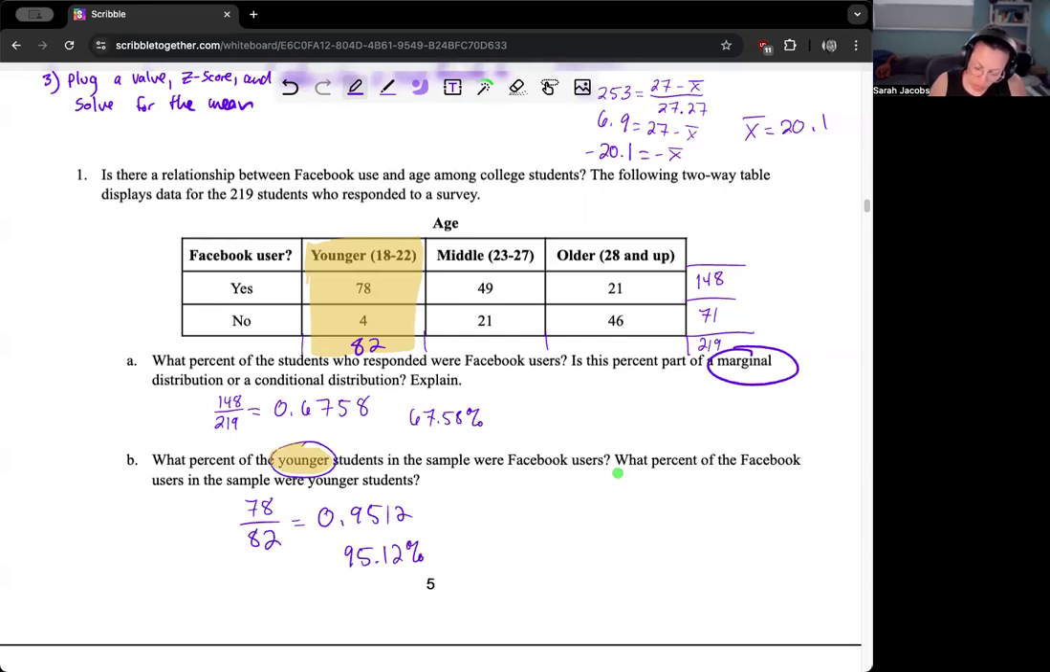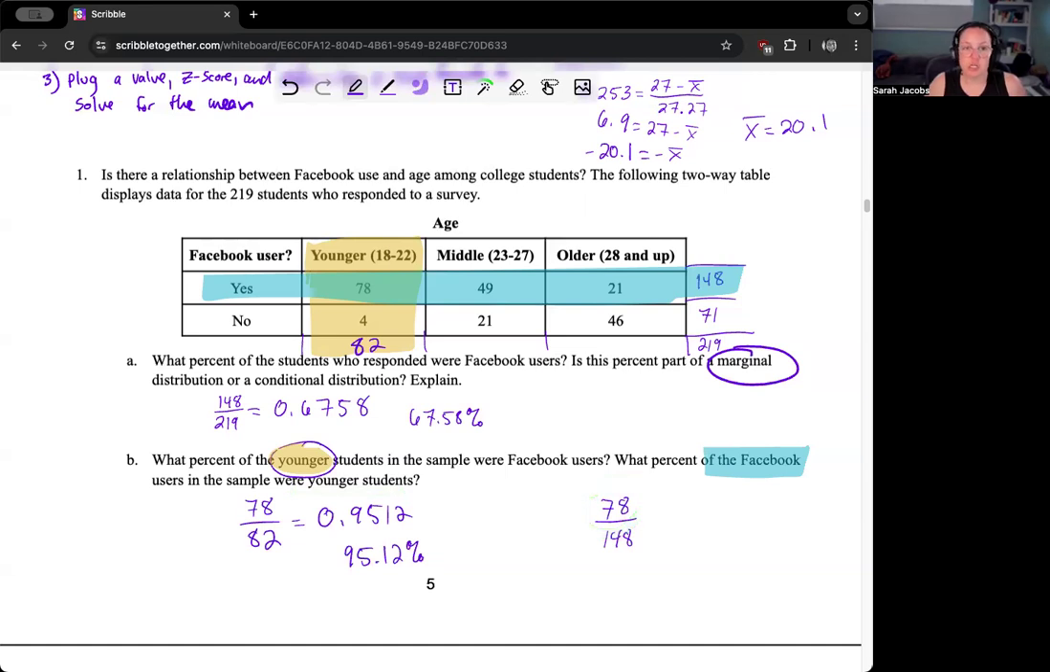Versus what percent of the Facebook users in the sample? So now we're going to say of the Facebook users, how many were younger students. So here, Facebook users is going to be this row. So now we're conditioning on using Facebook. So that's our denominator. And then younger students is still that same 78. So on top is both younger and Facebook.